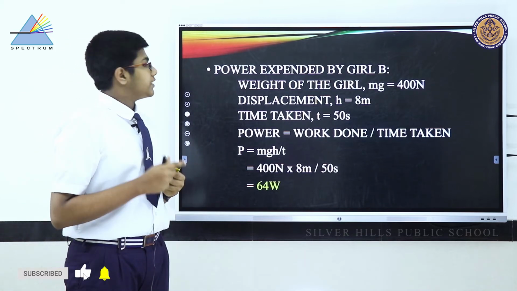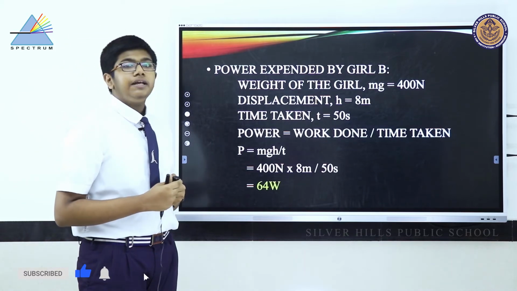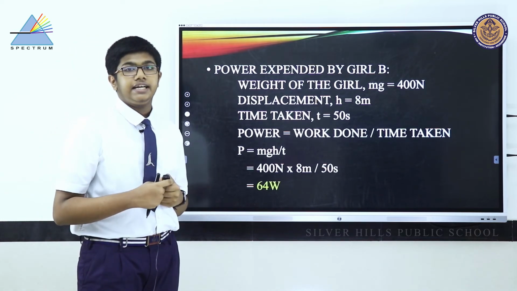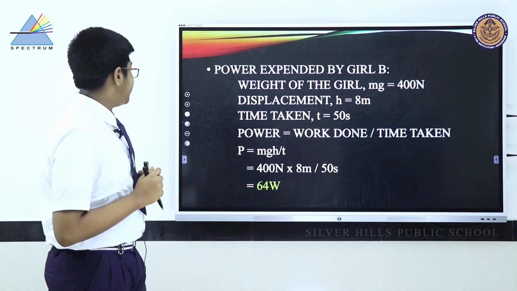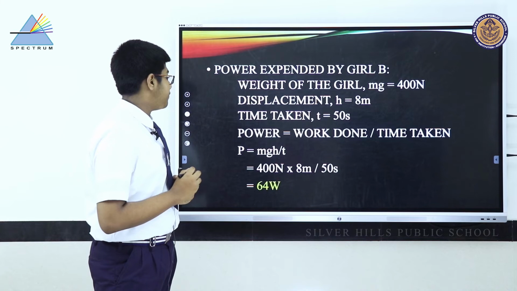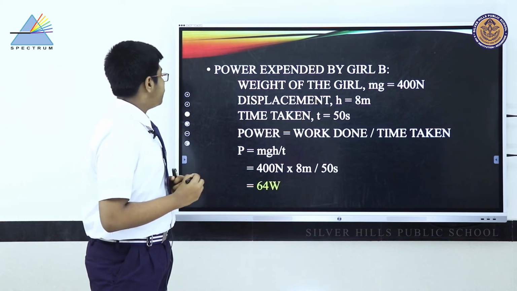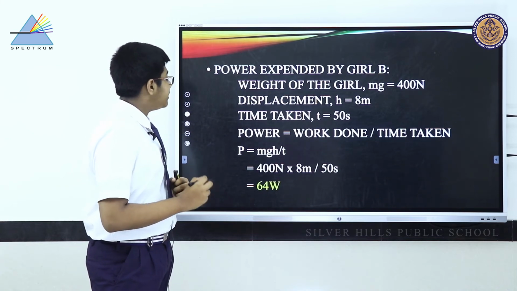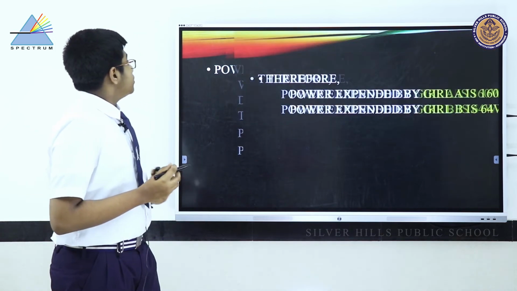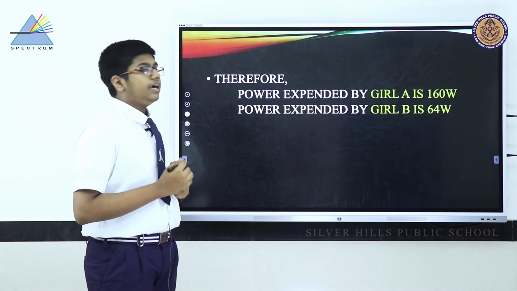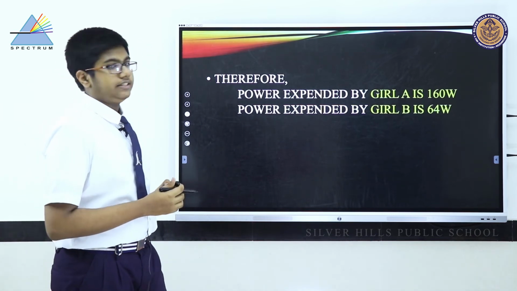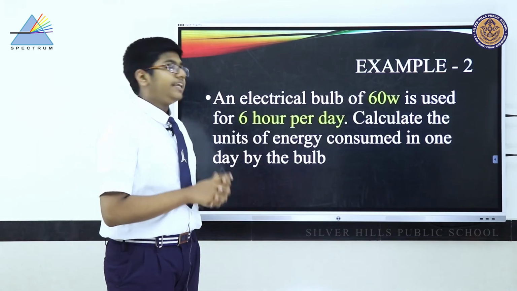Now let us calculate the power expended by girl B. Here the weight of the girl is 400 Newton, the displacement, that is the height, is 8 meter, and the total time taken is 50 seconds. Power is equal to mgh/t. Here mg is 400 Newton, h is 8 meter, and t is 50 seconds. When we multiply 400 Newton with 8 meter and divide it by 50 seconds, we get the answer as 64 watt. So the power expended by girl A is 160 watt and the power expended by girl B is 64 watt.